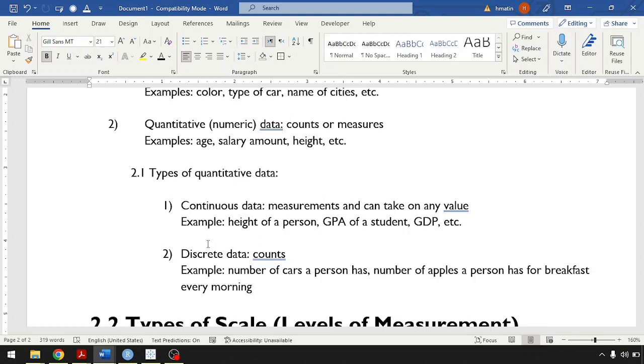On the other hand, discrete data are not measured and do not take on any value. Rather, they're counts. For example, the number of cars a person has. We can't say that person has 3.5 cars or 3.5 apples. It's rather discrete. There's not a lot of involvement of measurements in terms of decimals, or in other words, discrete data don't take on any value as continuous data do.